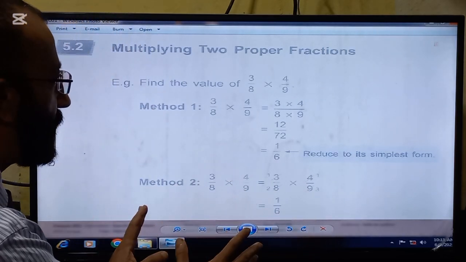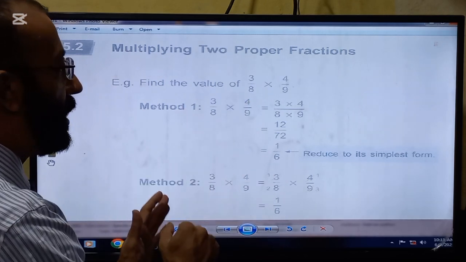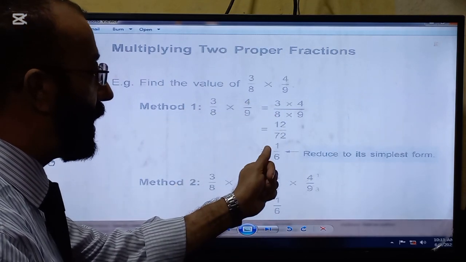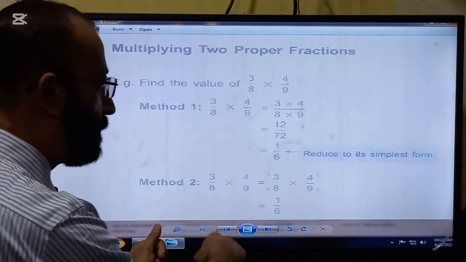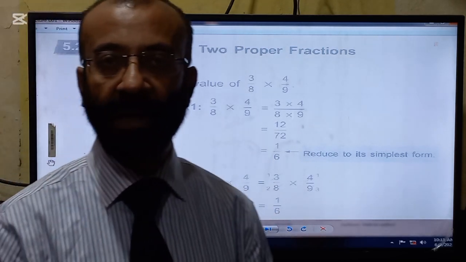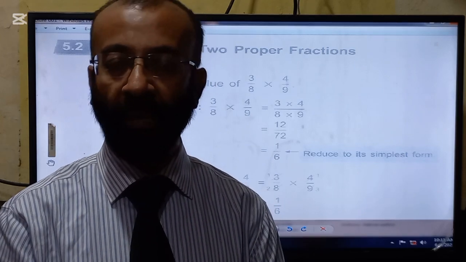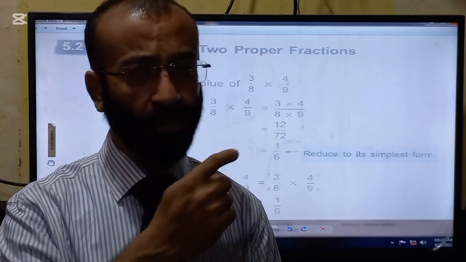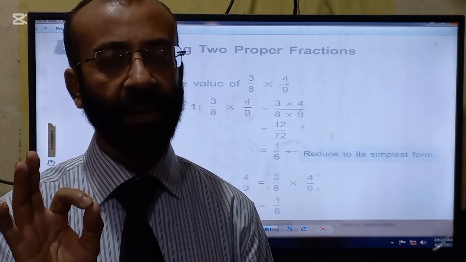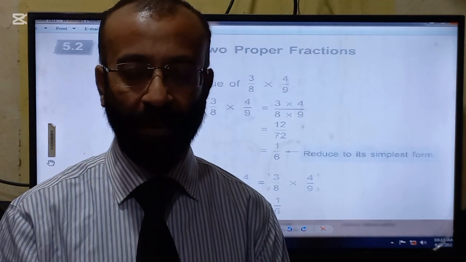So the two methods for the question are: one is first multiply, then cancel. And the second method is first cancel and then multiply. So these are the two methods. It will be up to you which method you use. Both methods are accurate. Both methods are right. So it will be up to you. Thank you so much.